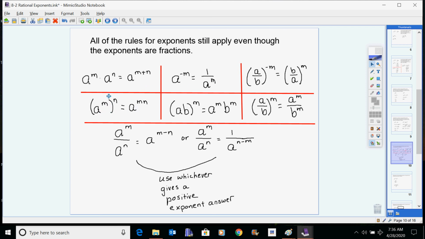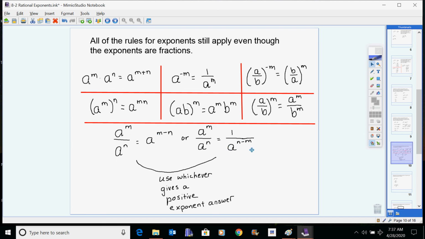Power to a power rule, multiply exponents. If you have things that are a product and you take them to a power, product to a power, the power has to apply to each one of those pieces. When you've got something in the form of a over b, that exponent applies to the numerator and the denominator. Now, here's the one where we'd like to think it through a little bit. If you have a fraction and you've got like bases, you can subtract the exponents. However, sometimes that could give you a negative exponent.